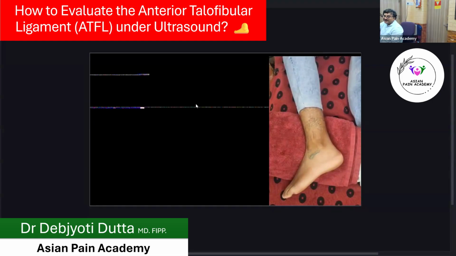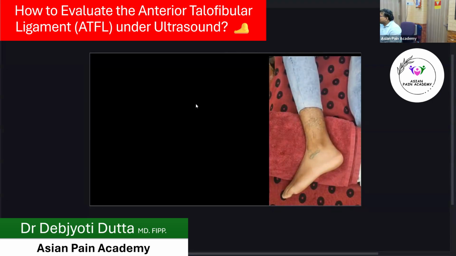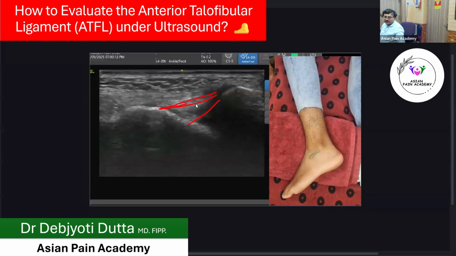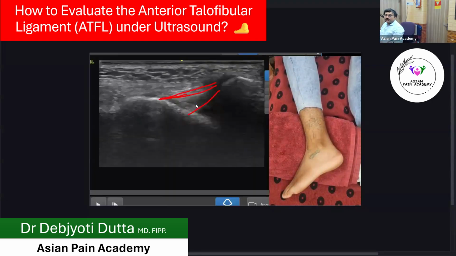Remember, there are no muscles on the talus, so only the ligaments are attached to the talus. Fortunately. So there are no muscles on the talus, but here we can see this ligament. This ligament is the anterior talofibular ligament. You can see the probe angulation. It is horizontal or slightly below the horizontal, where you can see it best.